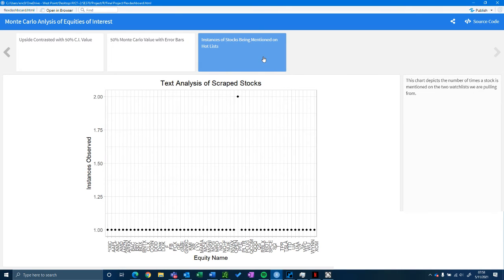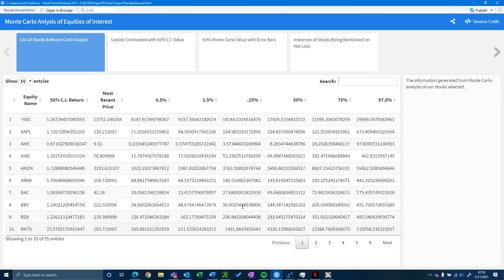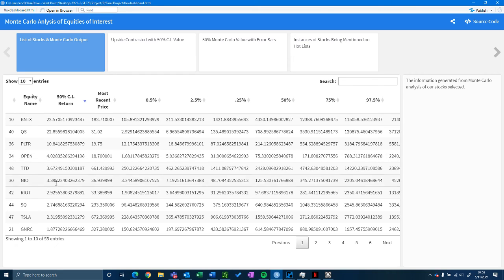Finally, we want to look at our instances of stocks being mentioned on the hot list. This is just a text counting of the times that these stocks were mentioned. These are all one, so they were mentioned one time on their respective hot list. However, we see one stock that's mentioned 2 times. Going down, that's Pfizer, PFE, and it gives some insight to the user, like, if both lists are mentioning this, maybe we want to take a look at it. I think this is extremely applicable for anybody looking to gain more insight on stocks. It allows you to contrast multiple stocks at one time. It's easy to do a sort and say, wow, look at these upsides. I want to look at something with a really high upside given historical trends, like NIO or The Trade Desk, or you can look at the confidence intervals compared to the most recent price, and it gives you a really easy, quick idea of what you can expect given historical trends.